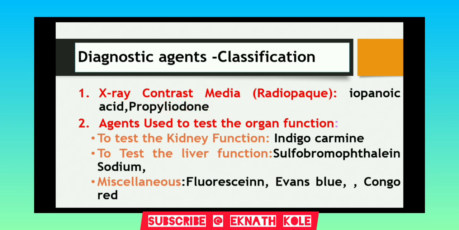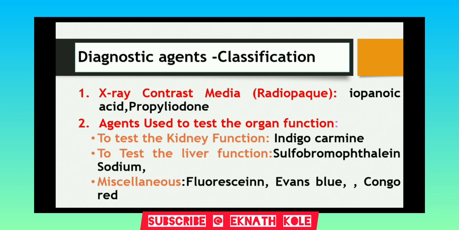Then the second one is the agents used to test organ functions. It will be further classified into three classes. A test for kidney function, for which the useful diagnostic is indigo carmine. So this indigo carmine is useful for the detection of kidney function. The second one is to test liver function, for which the example is sulfobromophthalein sodium. This sulfobromophthalein sodium is useful for the liver function test.